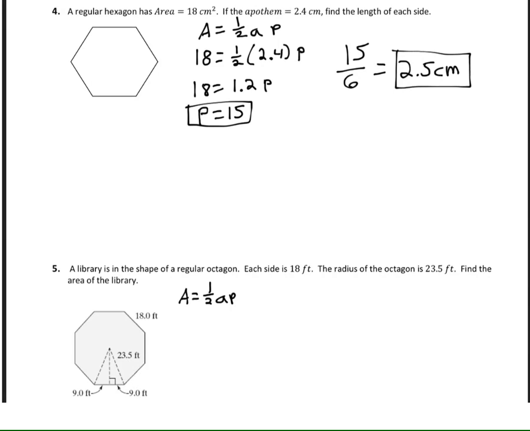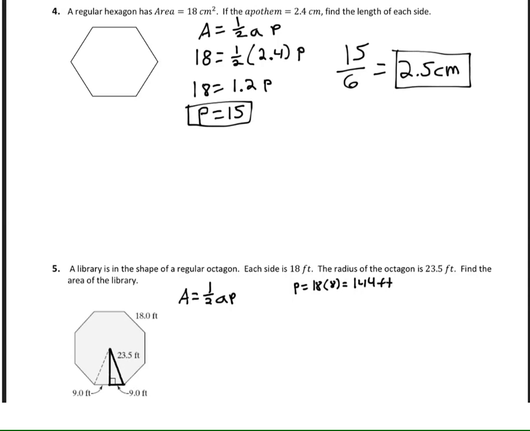The first thing I can do is find the perimeter because I know each side is 18 feet. To find the perimeter, I'm going to do 18 times the number of sides, and since we're dealing with an octagon, I multiply by 8. So 18 times 8 is 144 feet. That means the perimeter is 144 feet. Now if I look at my octagon, the radius of my shape, this bottom side down here, and my apothem are making a right triangle. So I can use the Pythagorean theorem to find the apothem.